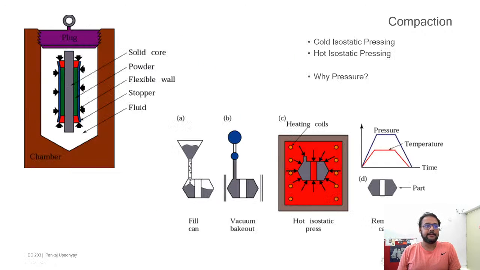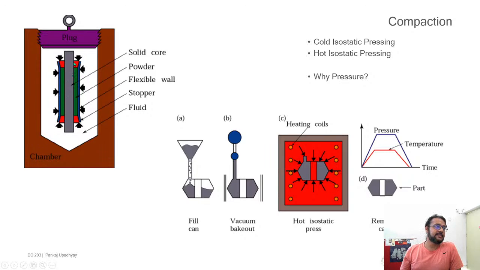And then you do the compression. There are two processes: one is hot isostatic pressing and the other is cold isostatic pressing. So the first one, let's say cold isostatic pressing.